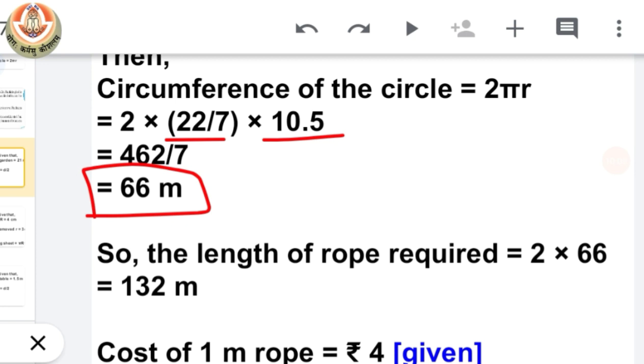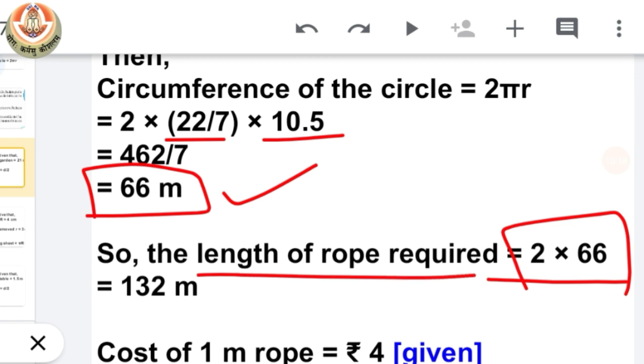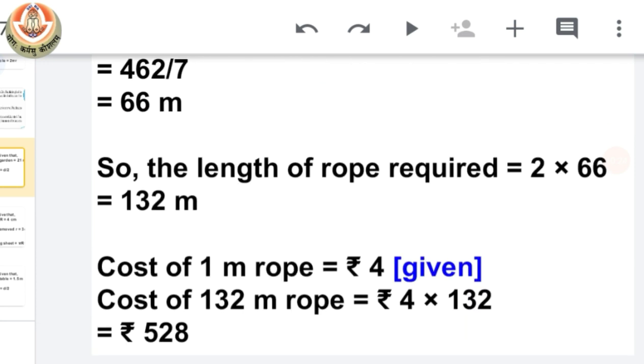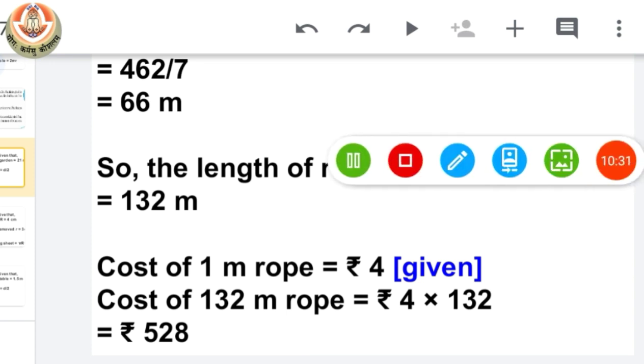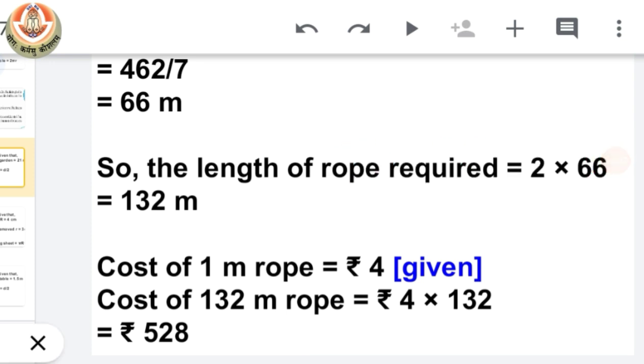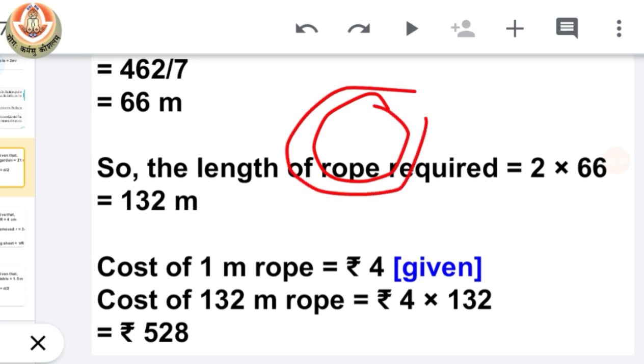So we all know that the gardener wants to put double fencing, 2 rounds of fencing. So that means we have to multiply the circumference with 2 to find the total length of the rope required to make 2 rounds of the fencing. So it will be 132 meter. Now we all know that 132 meter of rope the gardener needs to make 2 rounds of the fencing.